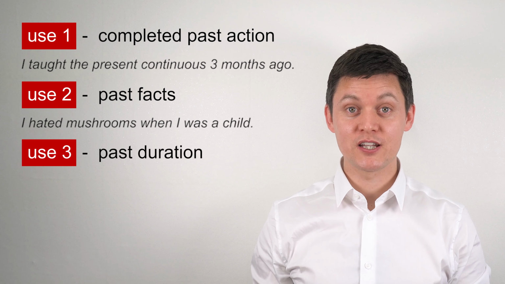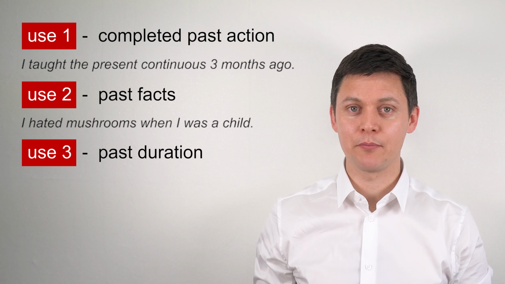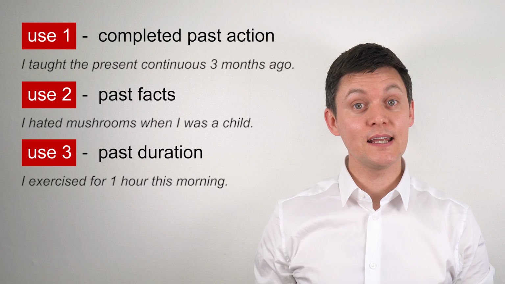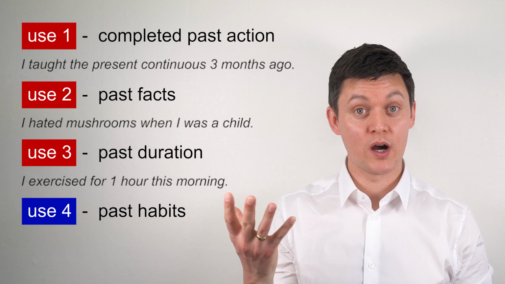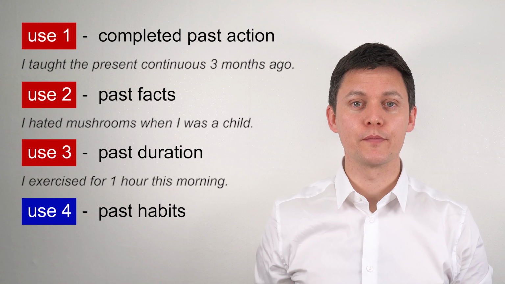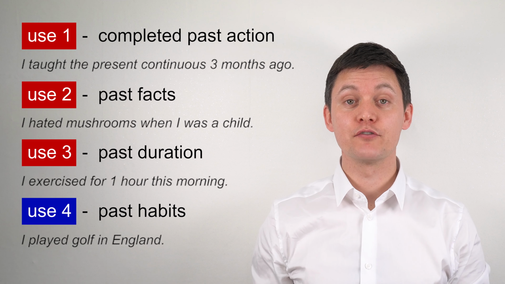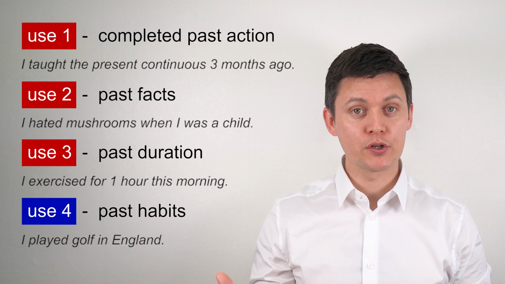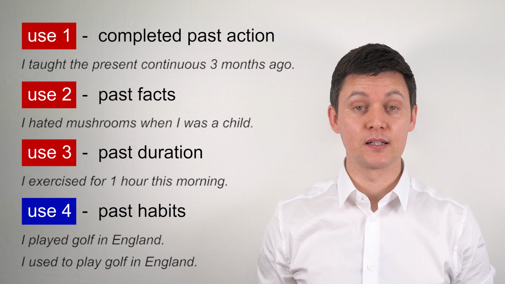Number 3 was durations in the past. And this is an action where we have a duration, but it's finished, it doesn't come up to now. For example, I exercised for 1 hour this morning. Finally, I taught you habits in the past. These are repeated actions, which is why they're habits, but we no longer do them. For example, I played golf in England. This happened repeatedly when I was in England. It no longer happens. As a bonus structure, I also taught you used to. So I used to play golf in England. Again, the same meaning.